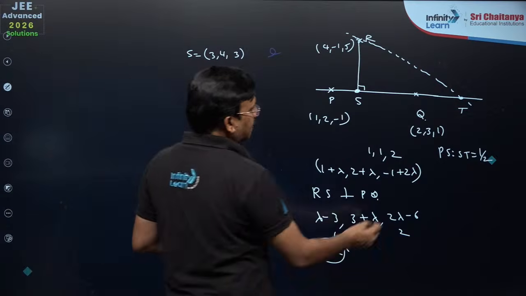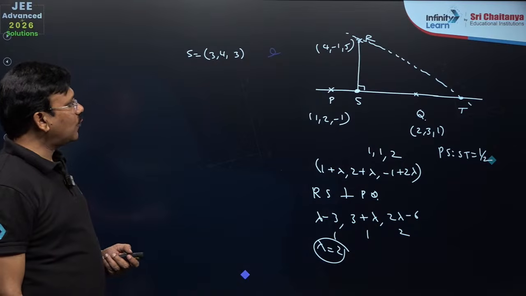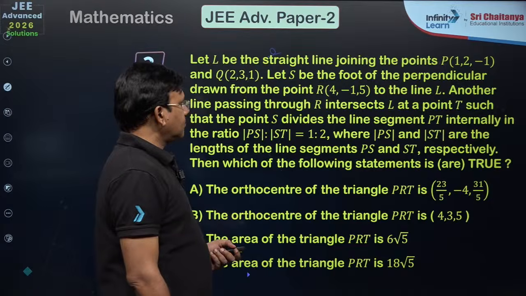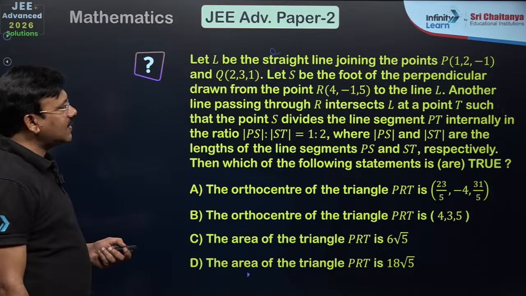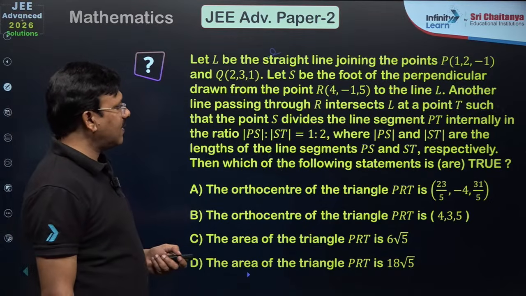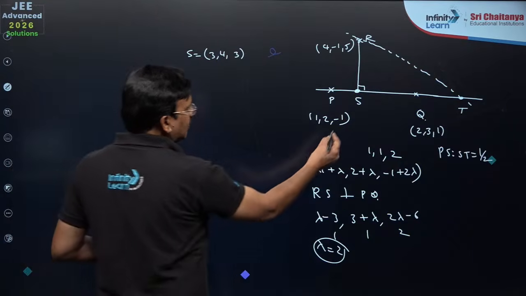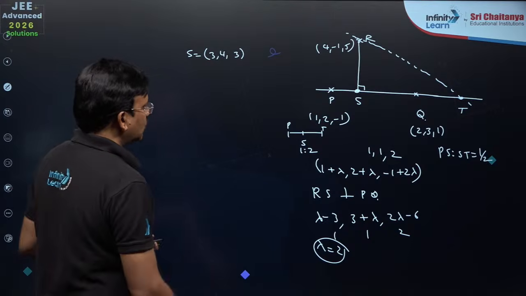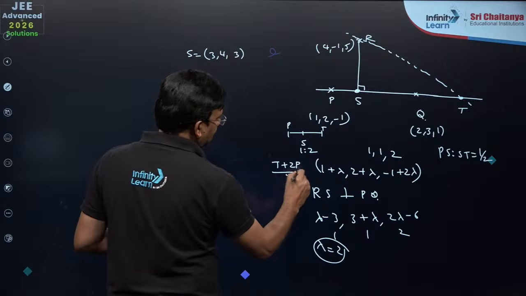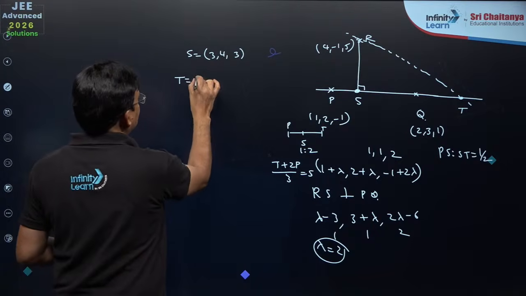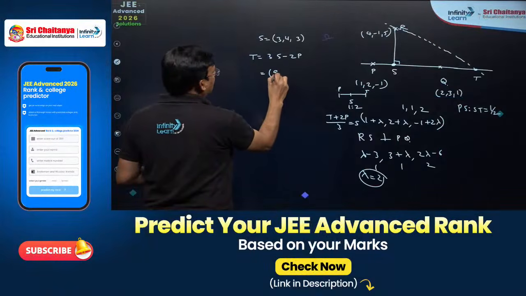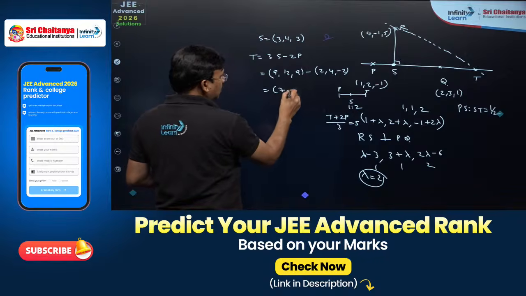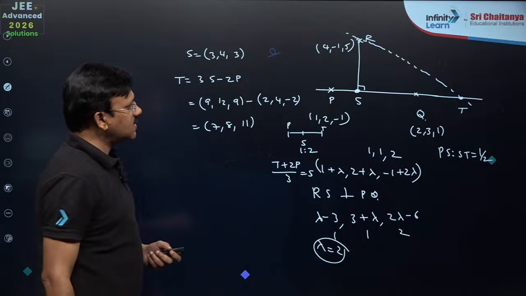Now, the point T we don't know and we need to find. He said one more thing: there is a line passing through R that intersects the line at the point T such that S divides the line segment PT internally in the ratio 1:2. So, S is dividing PT in the ratio 1:2, in the sense that (T plus 2P) by 3 is equal to S. So, T is nothing but 3S minus 2P. What is 3S? (9, 12, 9) minus 2P, which is (2, 4, minus 2), which gives 7, 12 minus 4 is 8, 9 plus 2 is 11. This is what T is.